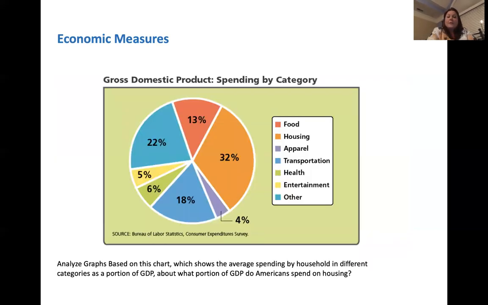So here's our gross domestic product spending by category. If you look, 32% is spent on housing. That makes a lot of sense because that's usually people's biggest purchase in their life. 18% is going to be on transportation. Car would be your second biggest. And then you've got food, 13%. You got 22% there, which is just other stuff. 4% for clothing. So this kind of shows an average of how we spend across the United States.